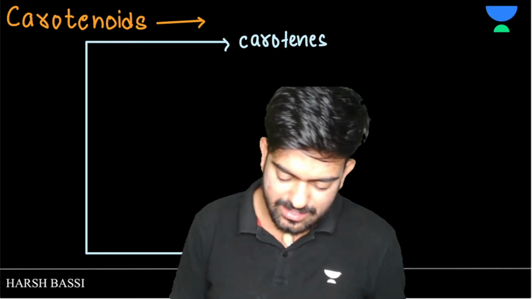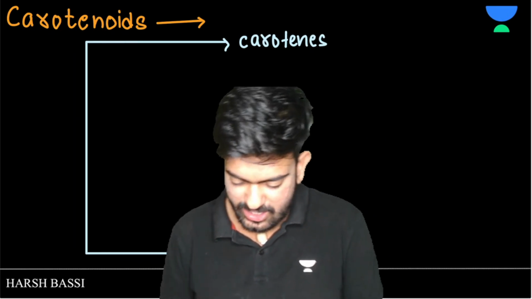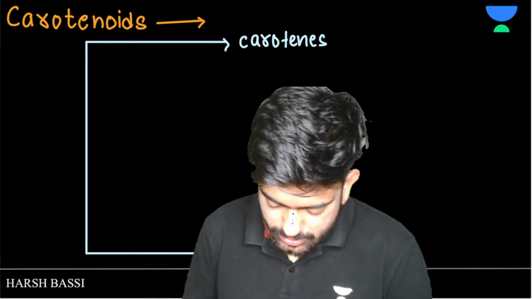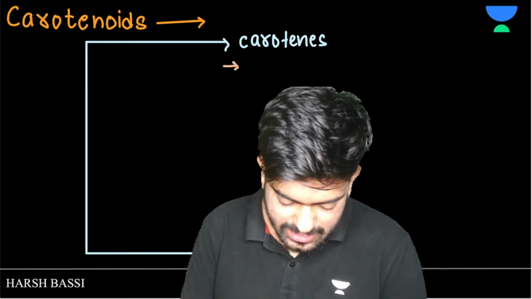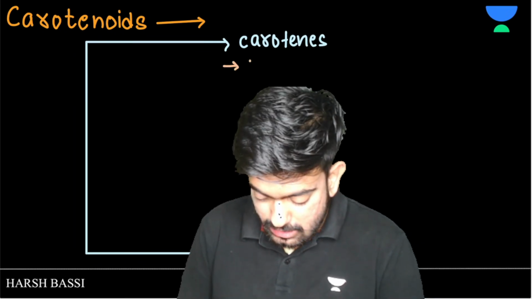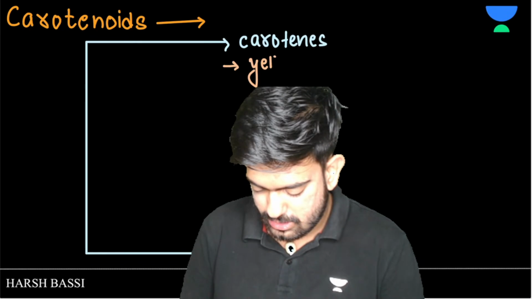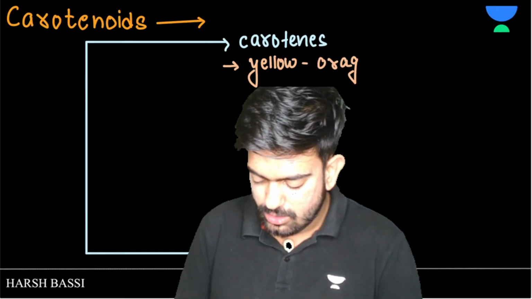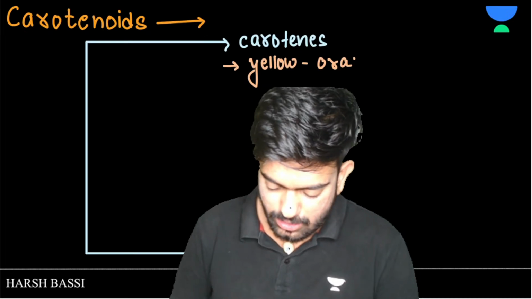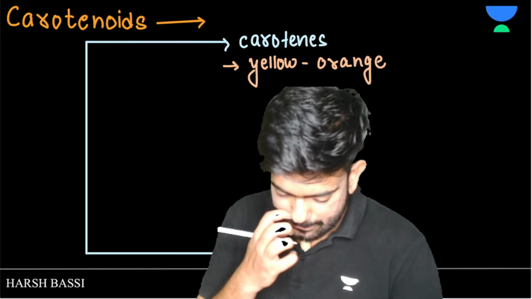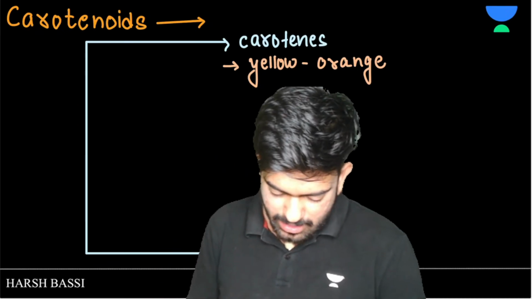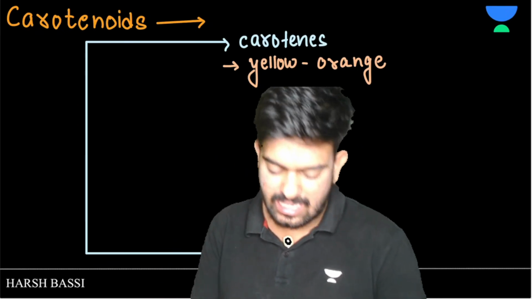Carrot color is somewhat orange. It is orange. Clear? So the color of carrot is yellow orange. Okay, so carotenes are what? Carotenes are yellow orange in color. Again, they are of three types: alpha, beta and gamma carotene.